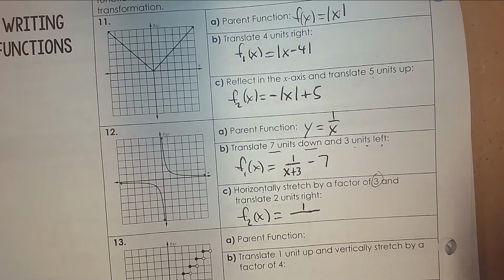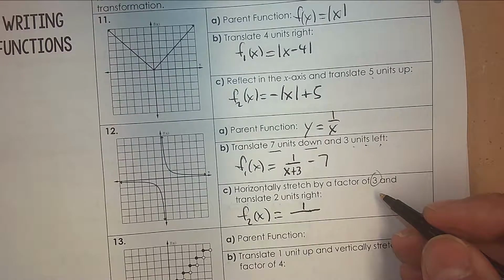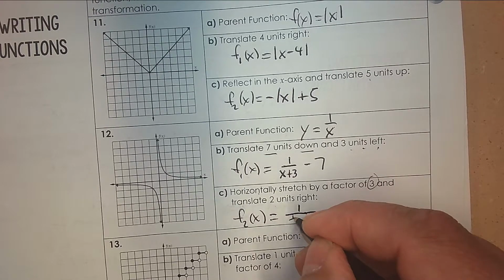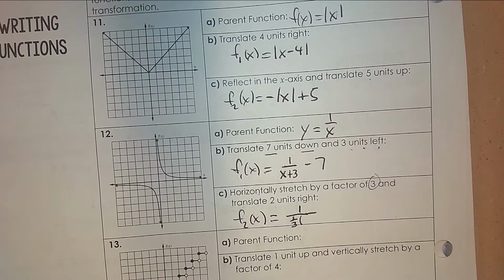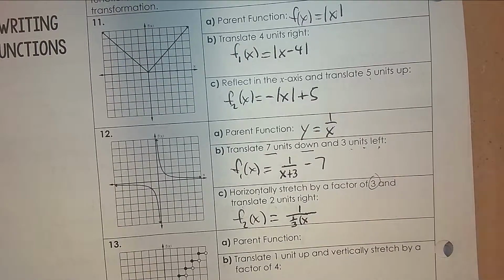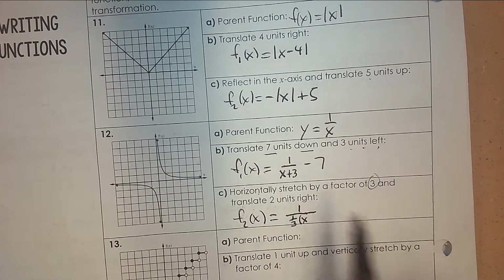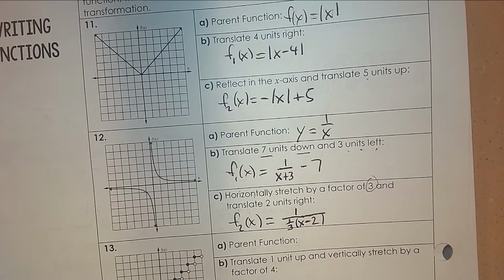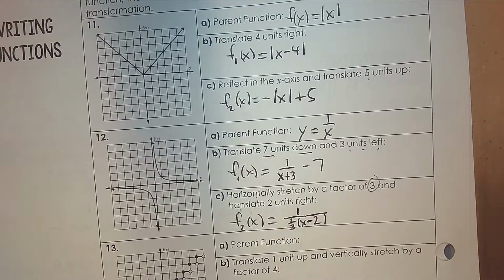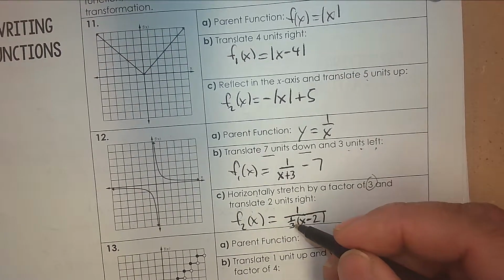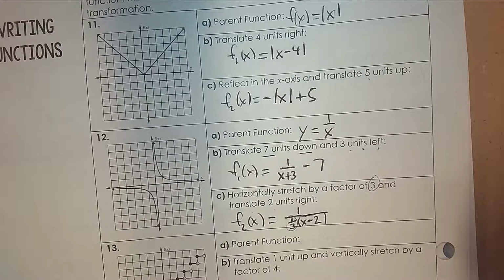So if it's a factor of 3, we do the inverse of what I see. So it's actually going to be 1/3. And then we're going to translate this 2 to the right. So that means I'm going to subtract 2. So instead of 3, it becomes 1/3. Actually, it's a horizontal stretch, right, of 1/3. Good. So I have to do the inverse when I see it. So when I see times that number, that creates that horizontal stretch.